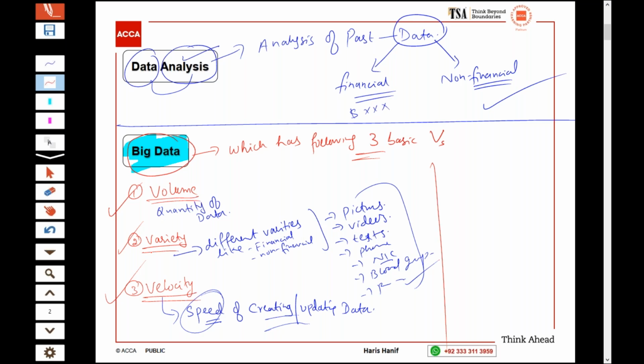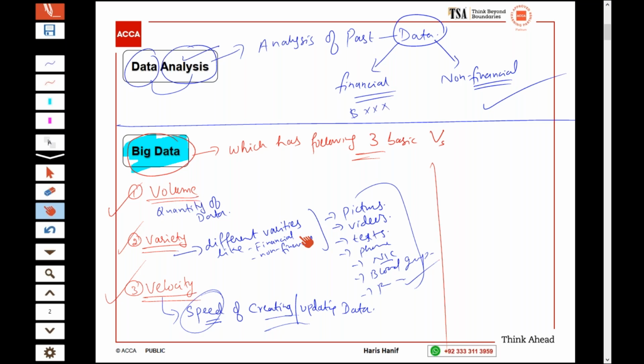For example, the data of the students of the ACCA organization. ACCA is one of the leading organizations across the world in the accountancy profession, operating in more than 190 countries. There is a lot of data of students from 190 countries, hundreds of thousands. There are many ACCA members, many ACCA students, many affiliates. ACCA has got volume of data.